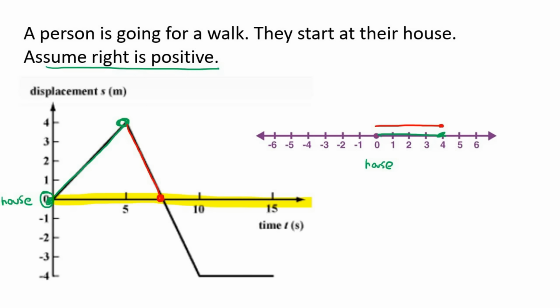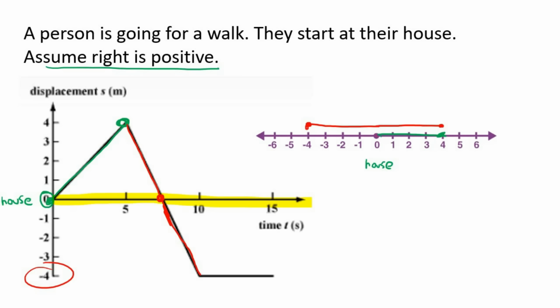But then they keep walking, but now it's going into the negative values. So now we're going into the negative values, and we're going all the way to -4. They keep walking, up to there. So this is where the person is now. They are 4 meters to the left of their house. So they walked this way, then they turned around, and they walked past their house again, and then they walked to the other side.